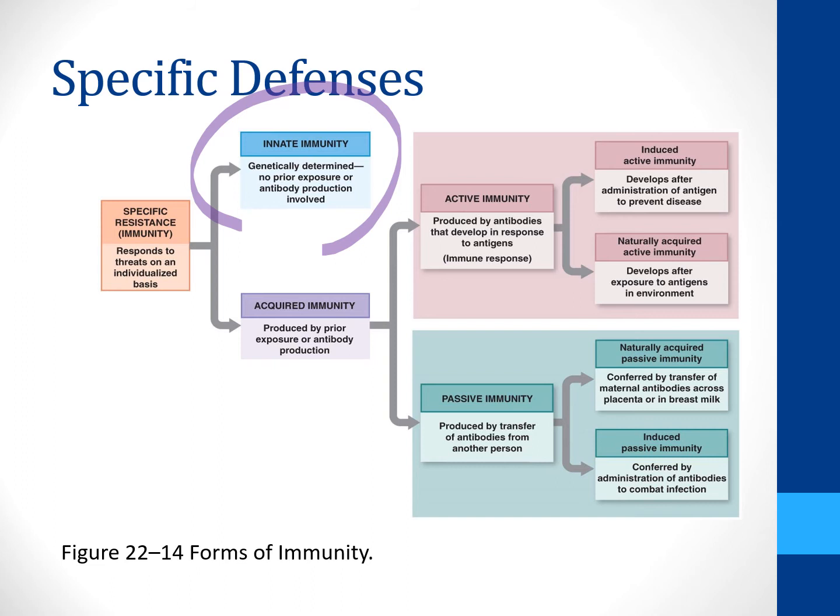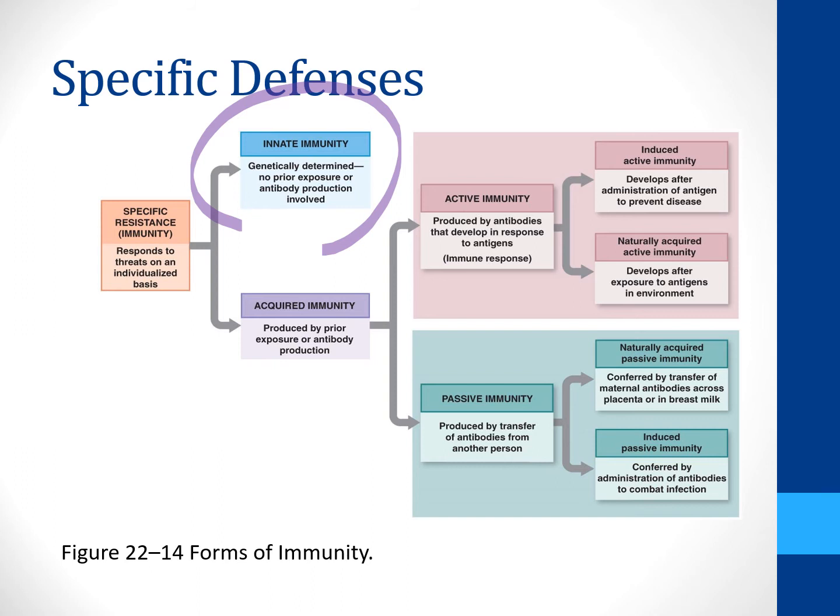Acquired immunity is what we're going to be talking about coming up, which requires prior exposure to an antigen and the formation of antibodies. Acquired immunity can be acquired in a couple of different ways. You can have active immunity or passive immunity. Active immunity is produced by antibodies that develop in response to an antigen. So an antigen will come into the body, your immune system will respond to that antigen, and then you will have immunity to that antigen going forward.